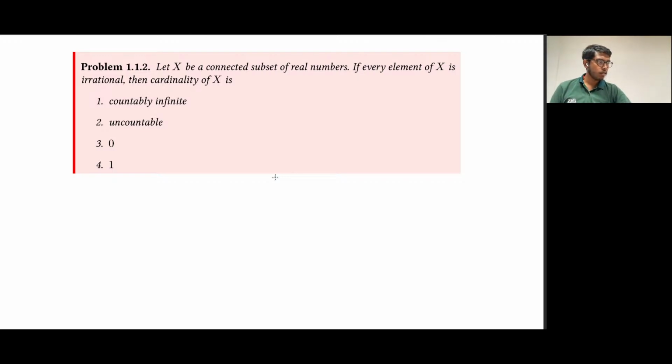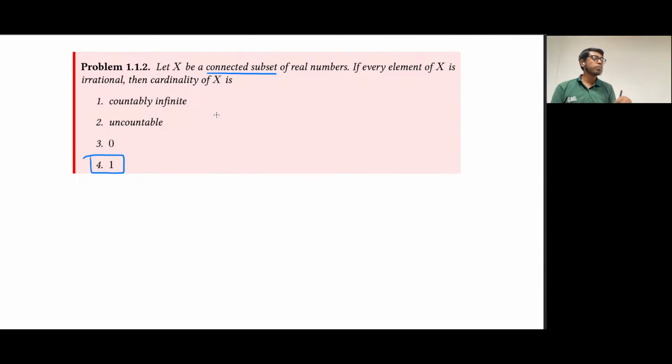So what is the answer? 4.1. Yes, right. You're right. So see, here X is connected, and every element of X is irrational. Okay. X is connected and X contains only irrational numbers.